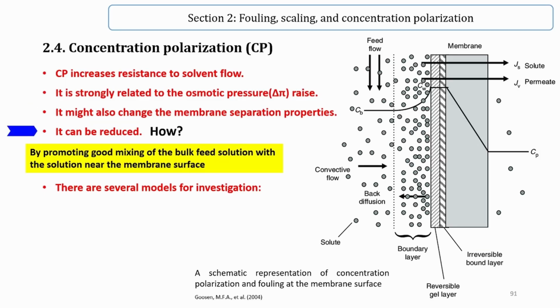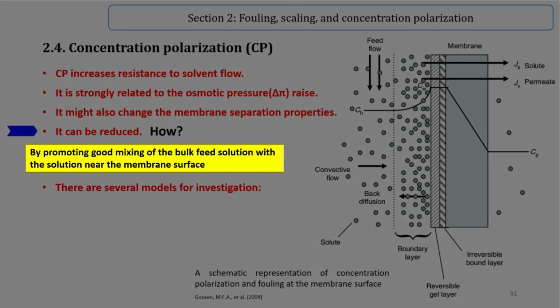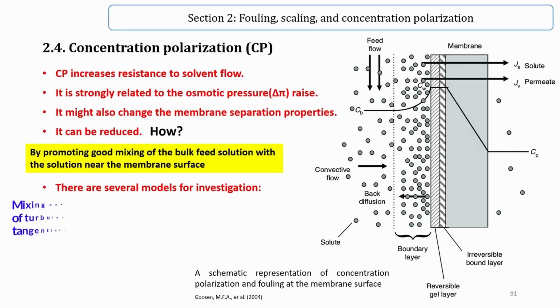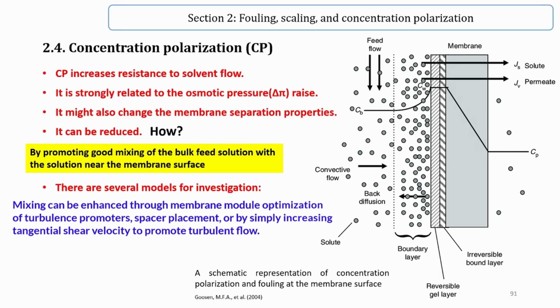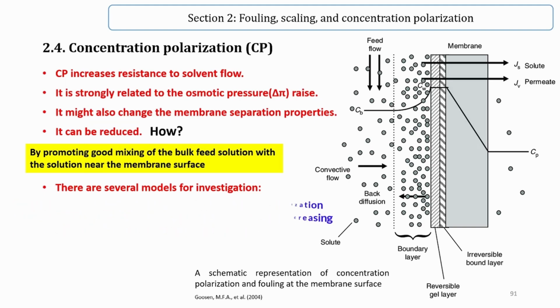Concentration polarization cannot be avoided in the membrane process, but it can be minimized by various methods. The extent of concentration polarization can be reduced by promoting good mixing of the bulk feed solution with the solution near the membrane surface. Mixing can be enhanced through membrane module optimization of turbulence promoters, spacer placement, or by simply increasing tangential shear velocity to promote turbulent flow.